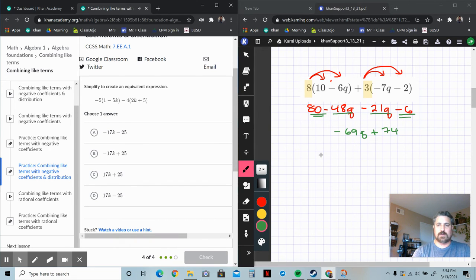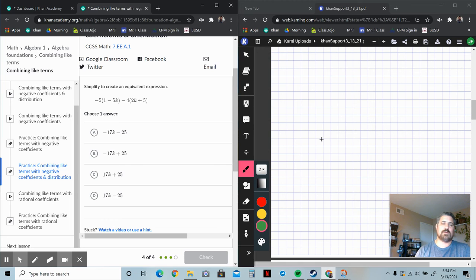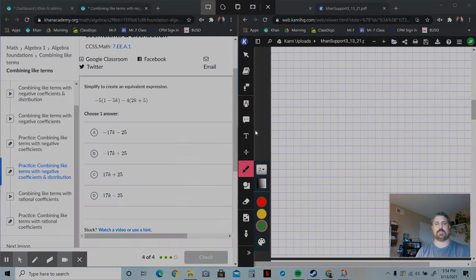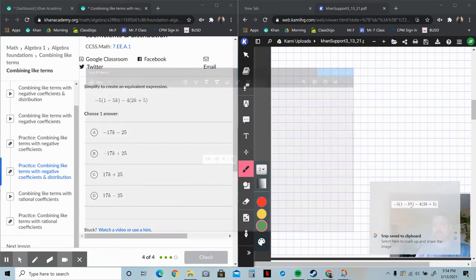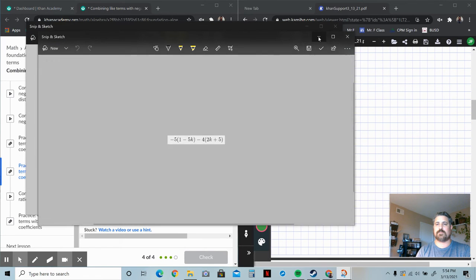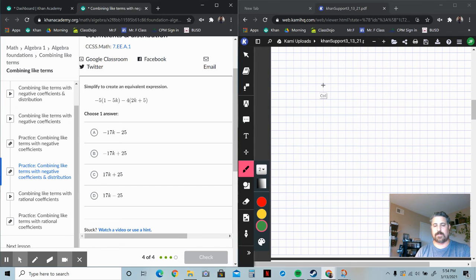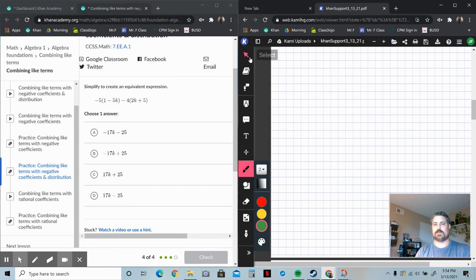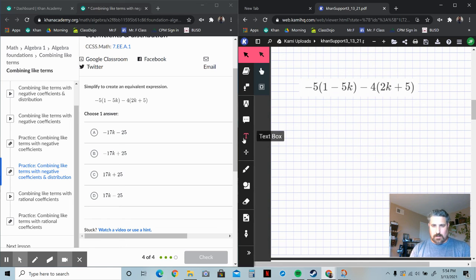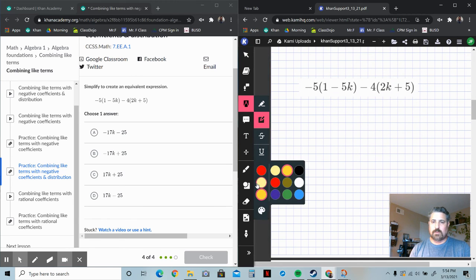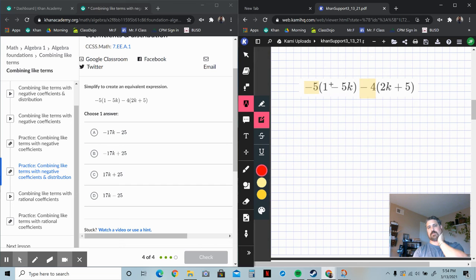All right, and the next one is another two-step kind of thing going on. Let's grab it. All right, I'm going to copy that and paste it in. There we go. All right, so let's once again realize what we're multiplying through by. Negative 5 times the quantity of 1 minus 5k, and then negative 4 times the quantity of 2k plus 5. And let's multiply through the parentheses.